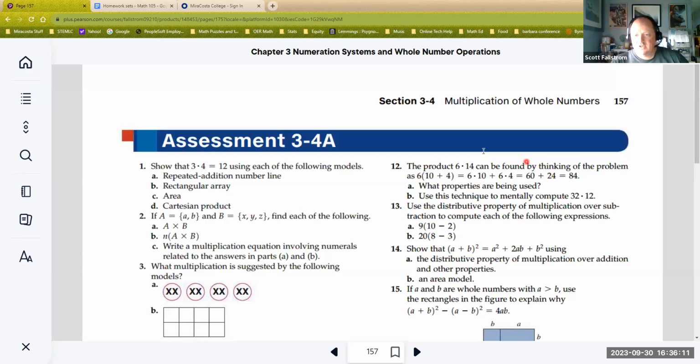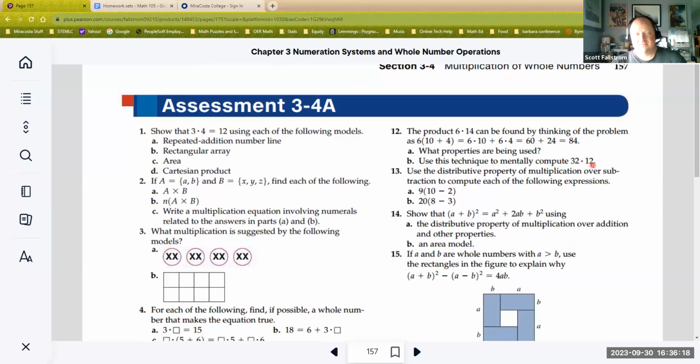Now let's see here. Product can be split things up. Oh, I like that. Okay, what properties are being used? Use this technique to do 32 times 12. Oh, that is actually kind of a fun one, right? 32 times 12. Break the 32 up. Make your life easier. Let's see here. Grab some white space.